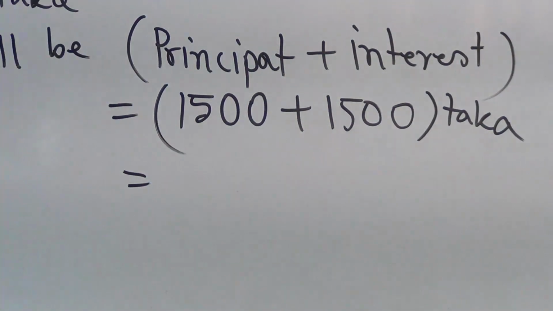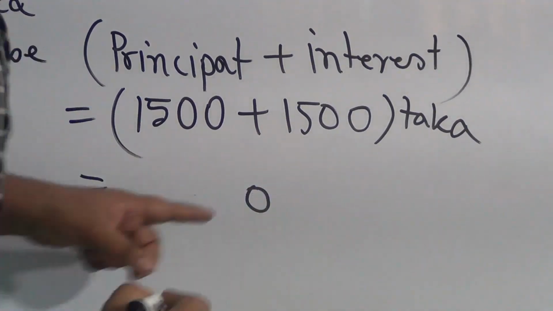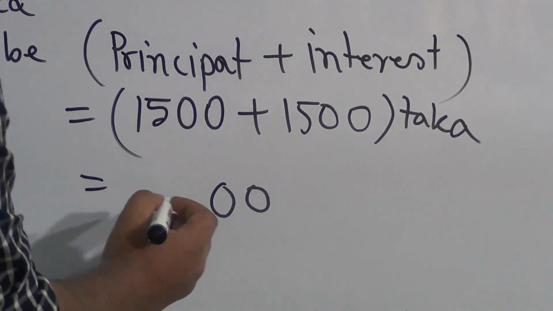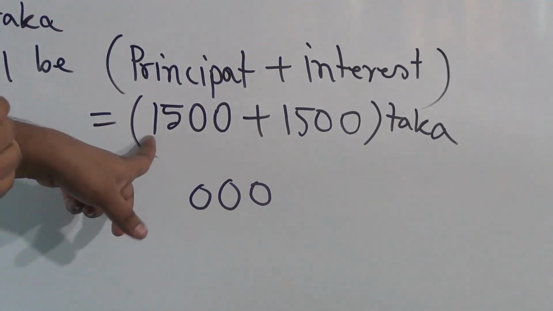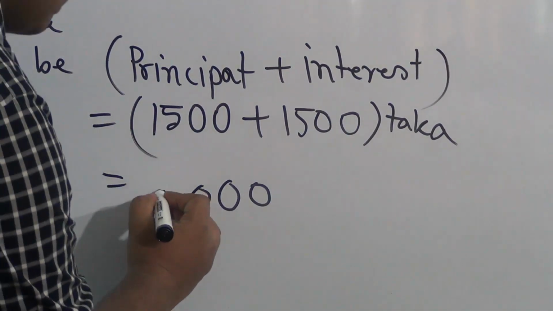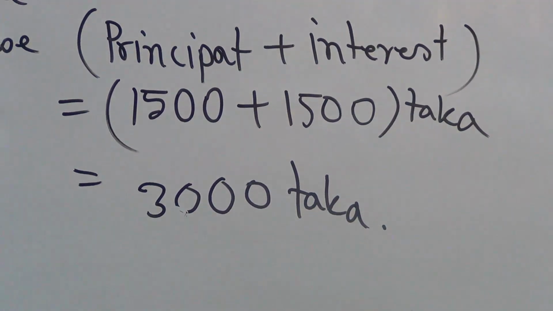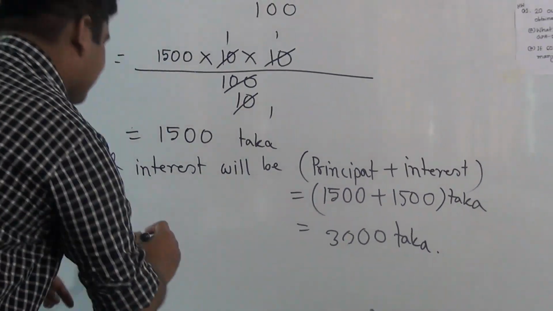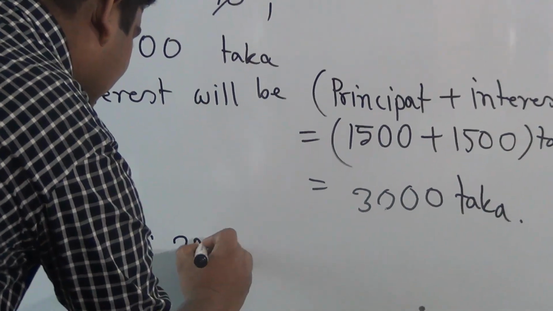Okay. Now we add. If we add 0 0 it will be 0, 0 0 it will be 0, 5 5 it will be 10. From 10 we take 0 and 1 is carrying, 1 on 2 and that on it will be 3. So 3000 টাকা is the principal interest. I hope you have understood it. This is the answer. As our solution is done, so we must write answer.